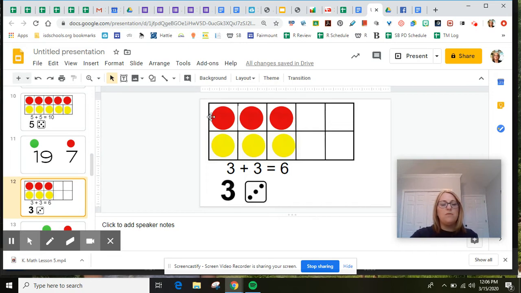You're right, I see 3 red dots and 3 yellow dots. Do you know how many are in the 10 frame? You're right, 3 and 3 is the same as 6.